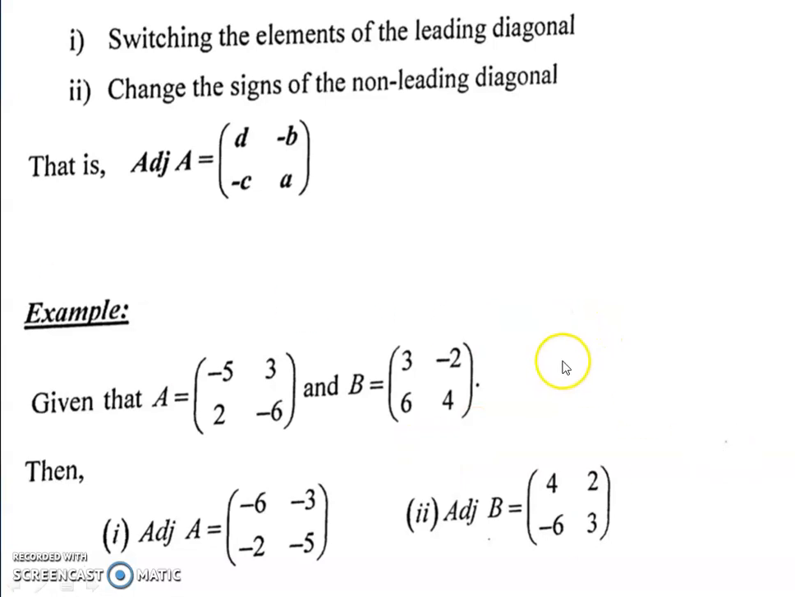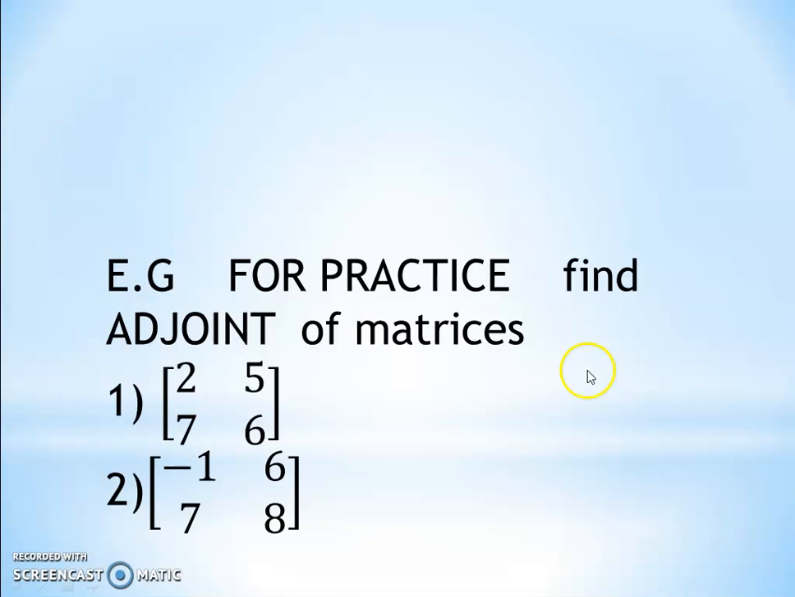From this method we have to discuss the determinant order. If the matrix has order A, B, C, D, it will be changed to D, minus B, minus C, A. So we must practice the examples. Always remember to interchange the diagonal and change the sign of the other diagonal elements. So practice the examples I gave you. Note down the example.